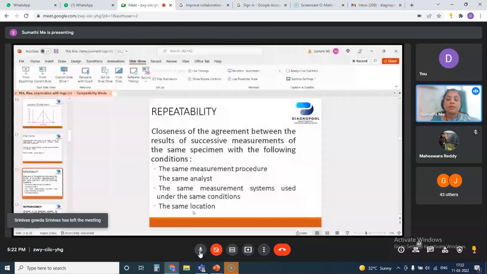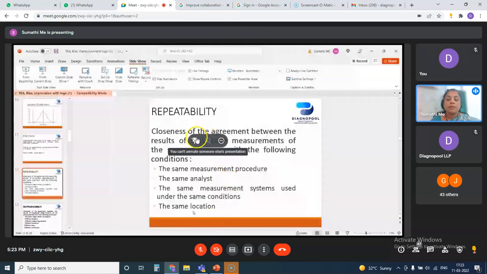So what is considered as true value? So in internal quality control... the slide is stuck at repeatability again. No, sir. It is in accuracy. Accuracy? Okay, fine. I'm sorry. Okay, so hope the audio is clear. Yes, ma'am. Okay.